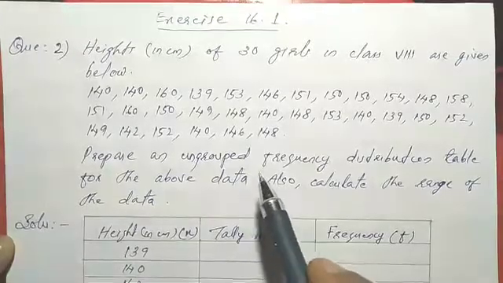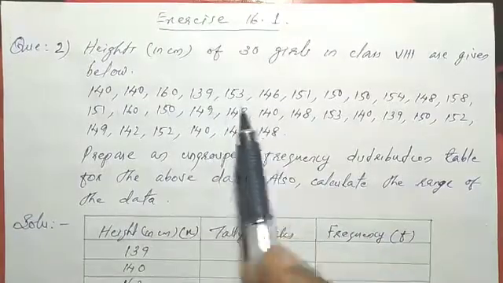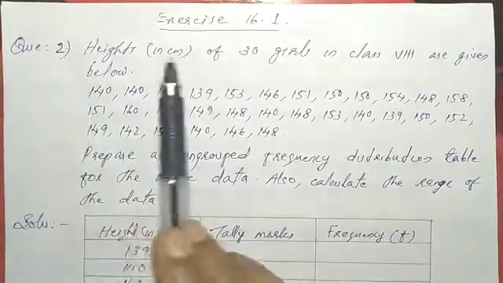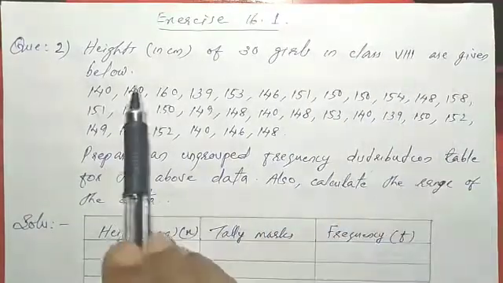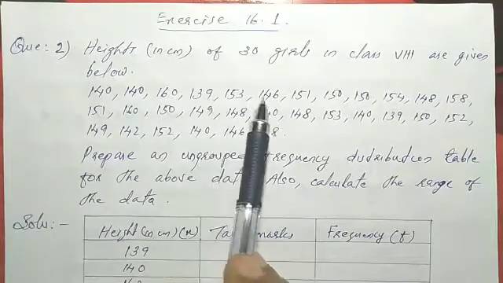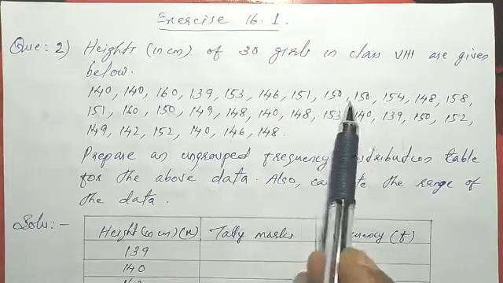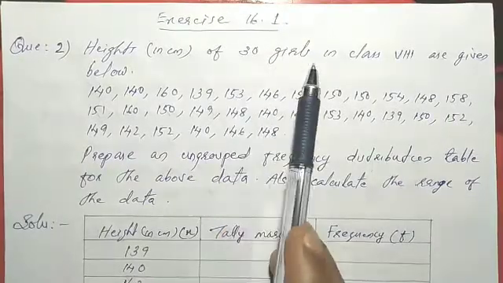Dear children, in the previous video we did exercise 16.1 question number 1. Now let's see question number 2. The heights in centimeters of 30 girls in class 8 are given below: 140, 140, 160, 139, 153, 146, 151, etc. It is given there, the height of 30 girls in class 8.